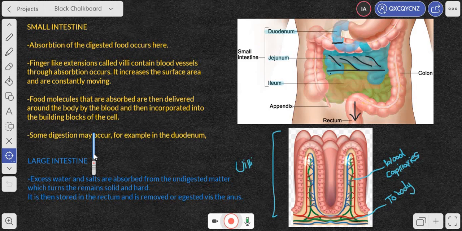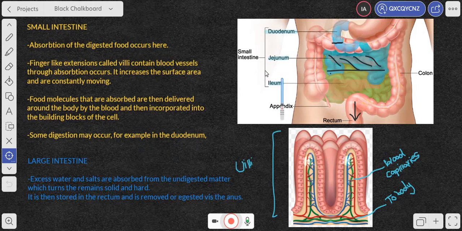They make the building blocks of the cell, the molecules that were broken down, like the amino acids, the glucose, or the fatty acids and glycerol, along with some vitamins and minerals and fiber and water. They all work together to make the basic building blocks of your cells, right? And therefore you. Some digestion may occur, for example, in the duodenum.